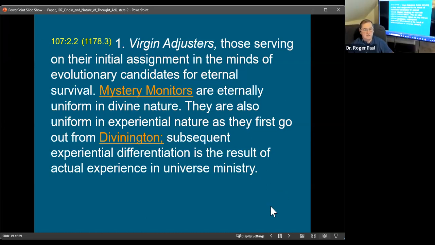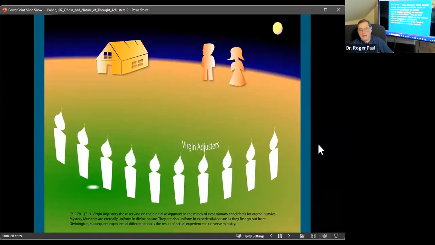Okay. So let's go on to the next one. So all the adjusters, when they come out of Divinington, then they start gaining experience, right? And this is a little picture of the virgin adjusters, and it just restates the paragraph we just read. Okay.